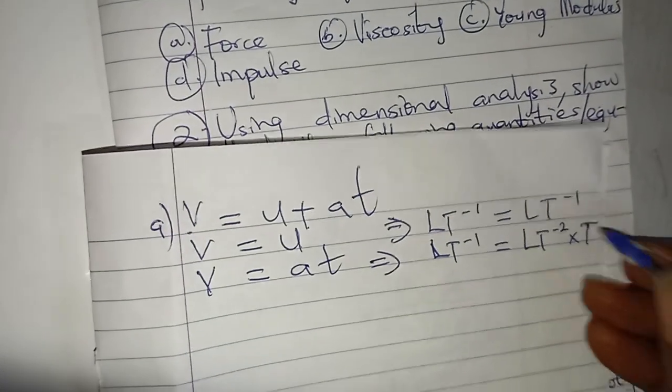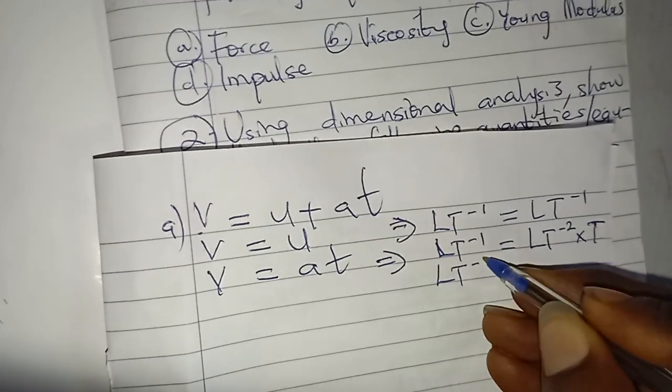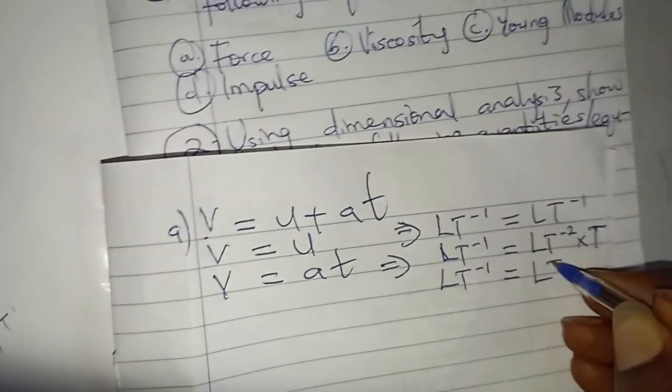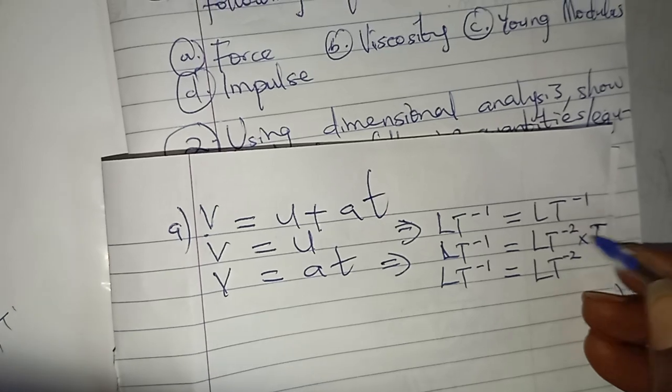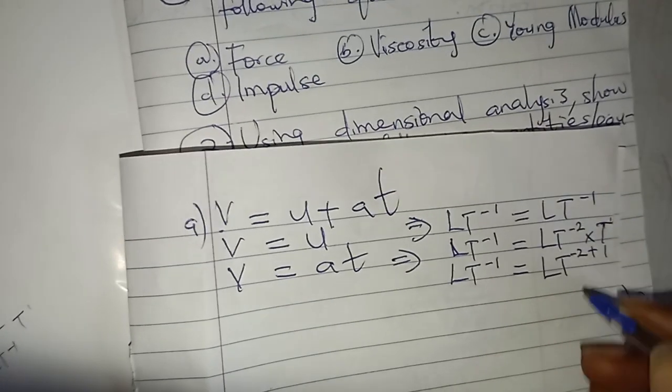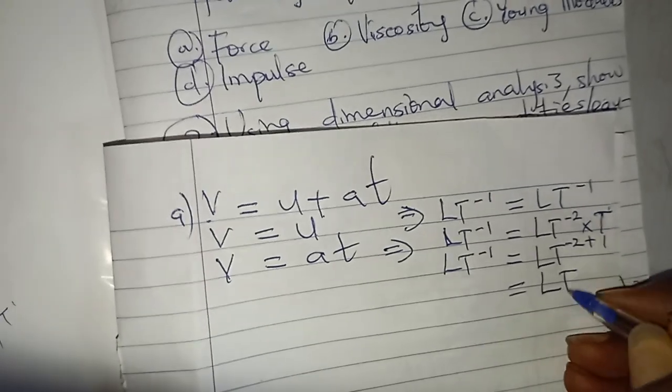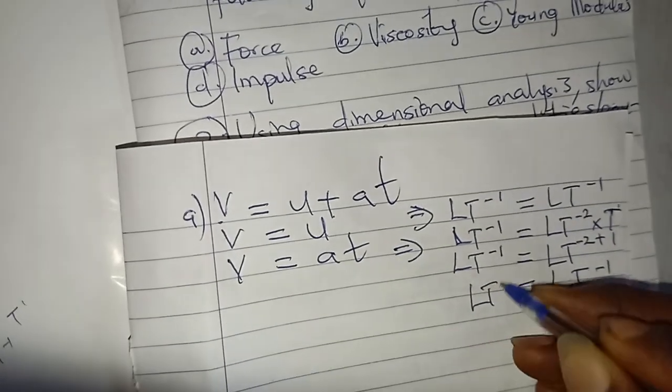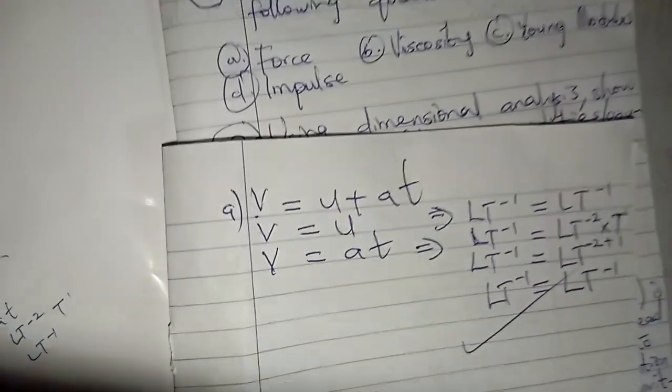It has time beside it. And when you do it, you see that this is LT^-1 equals LT^-2 using product rule, there's an invisible one here, plus 1. You add the powers. So this is the same thing as saying LT^-1 equals LT^-1. Hence, it's correct.